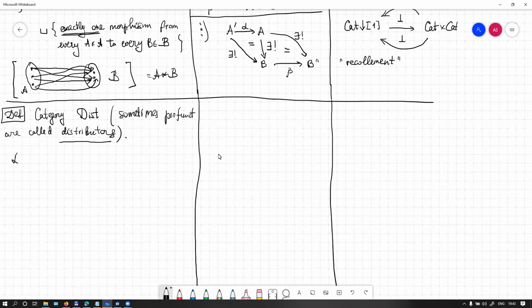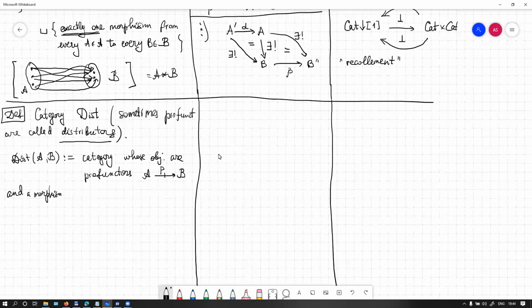So Dist from A to B is a category whose objects are profunctors P from A to B, and a morphism from profunctor P from A to B to profunctor C, D. Sorry, not enriched, nothing is enriched here.